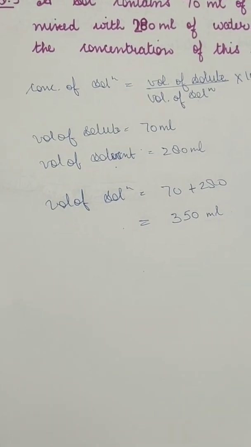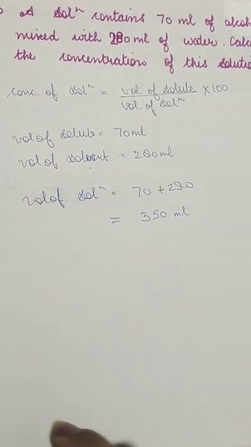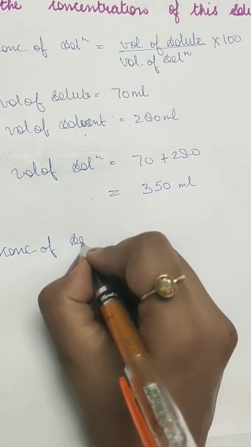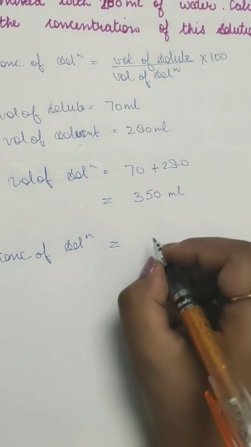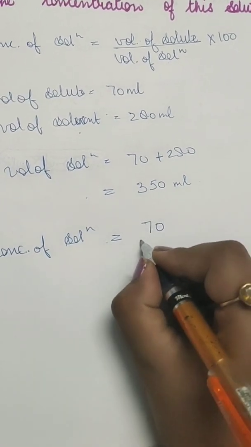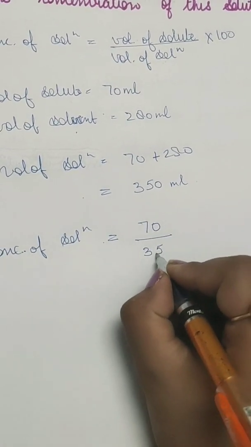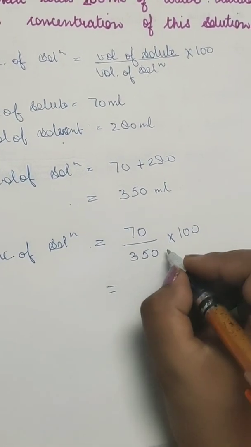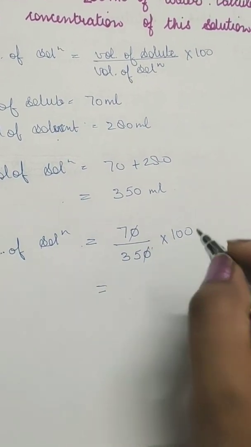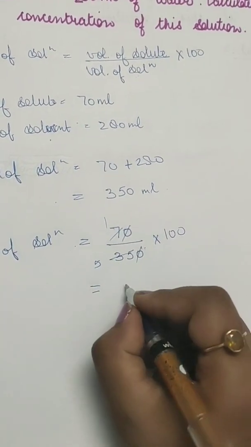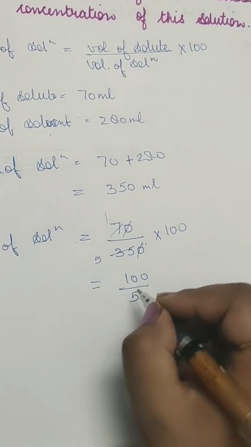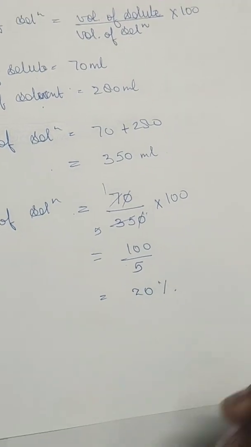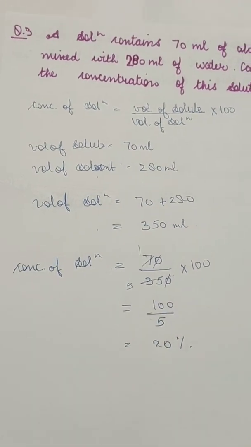Again we put these values in the formula. Concentration of solution will be 70 upon 350 into 100. That will be 7 fives, so it will be 100 upon 5, which is 20%. I hope it is clear.